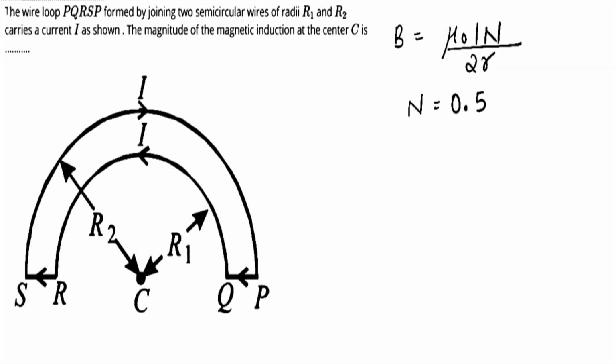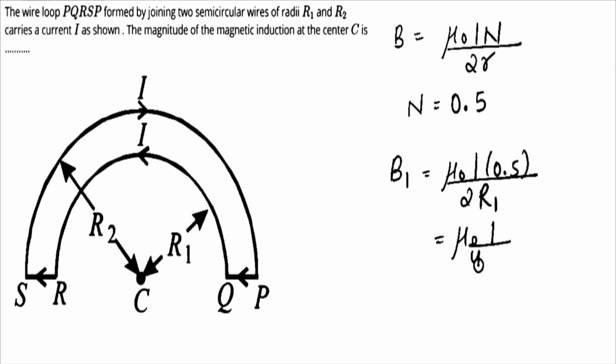So magnetic field at C due to the first coil, since the current is going in this direction, we can find using the right hand thumb rule or the screw rule that the magnetic field at C would be out of the paper, right? So that is equal to mu naught I into 0.5 by 2R1. So that would be equal to mu naught I by 4R1, out of the paper, that means we can write it to be positive K.